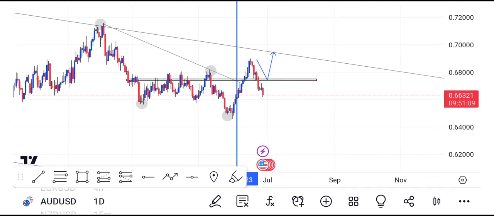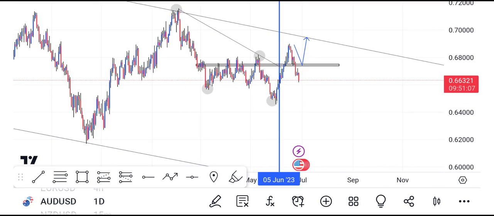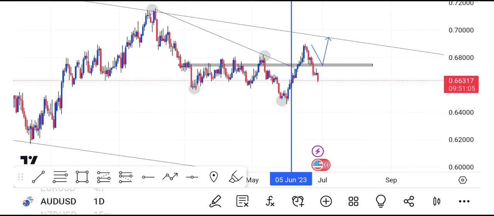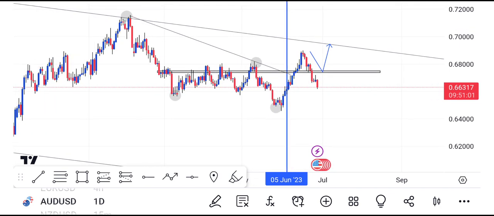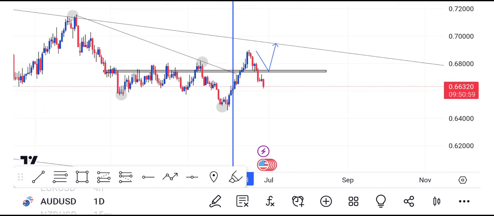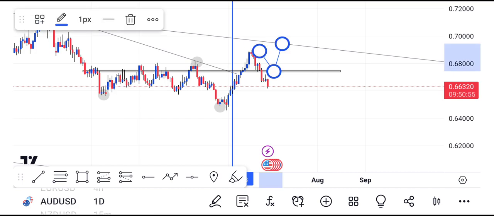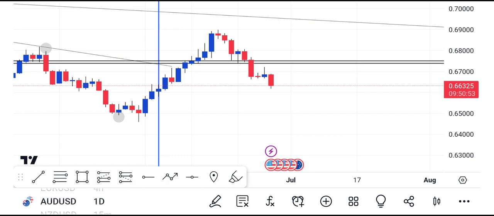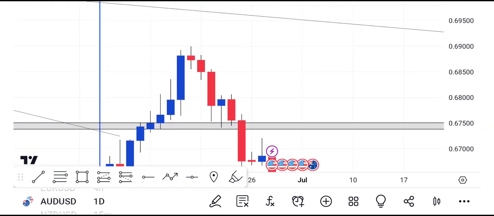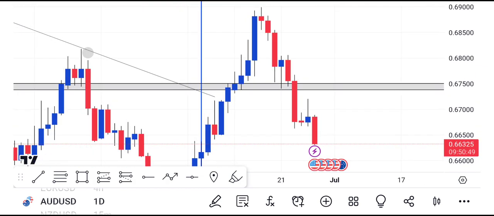See guys, most traders would have gone into this trade. They would have entered this trade. So guys, I want y'all to avoid entries like this. When you get here, you wait for candlestick confirmations.